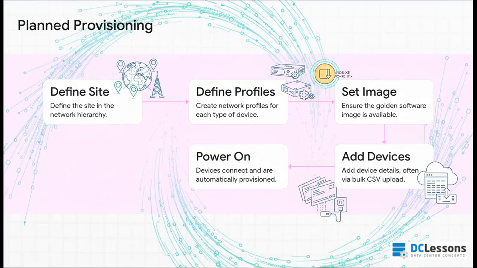So this first method, planned provisioning, is exactly what it sounds like. Let's say you know a new branch office is coming online. You just define the site, create the device profiles, specify the exact software version, and upload a list of serial numbers. Then, when the technician on site plugs in the hardware, it phones home and configures itself. All automatic. Zero, and I mean zero, manual CLI work.